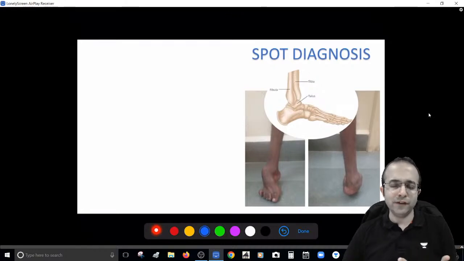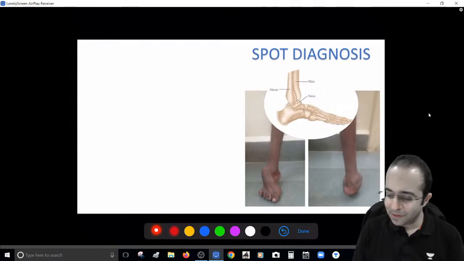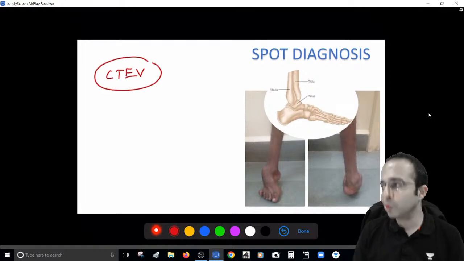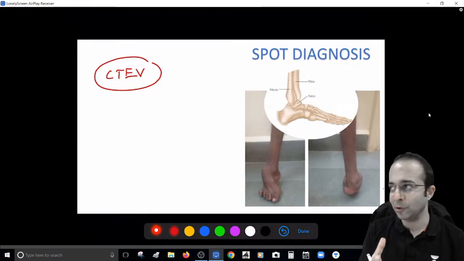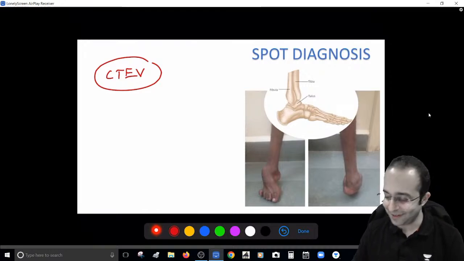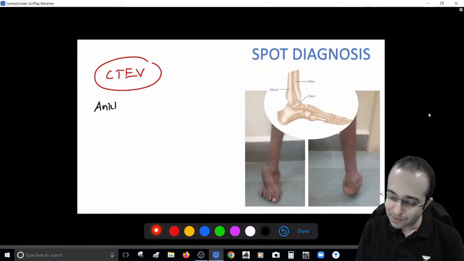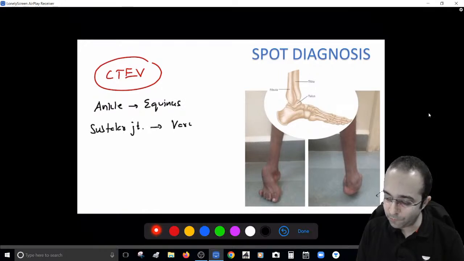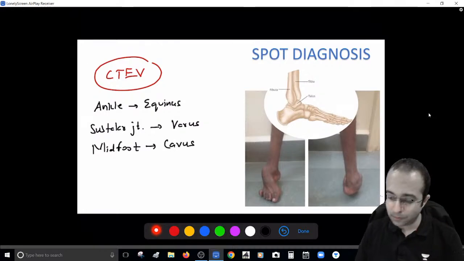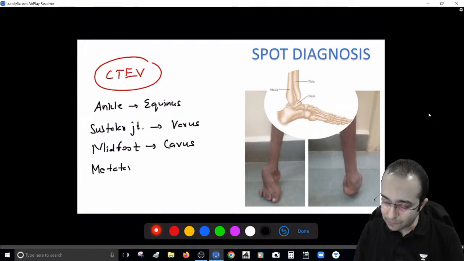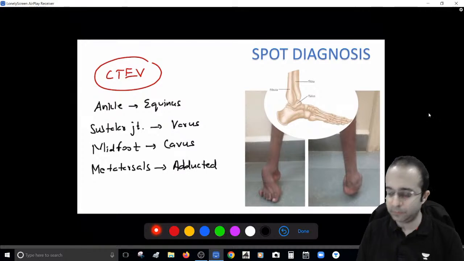And guys, I don't think this condition needs a spot diagnosis. CTEV. I had to include it, and because this has been troubling Aman also. So Aman, your question is here. So what you tend to find in CTEV is that the ankle joint goes into equinus. The subtalar joint gets fixed in the position of varus. What you tend to find at the midfoot in these people is the exaggerated medial longitudinal arch. That's called cavus. And concerning the metatarsals, you find that they are pointing medially. So basically they are adducted.